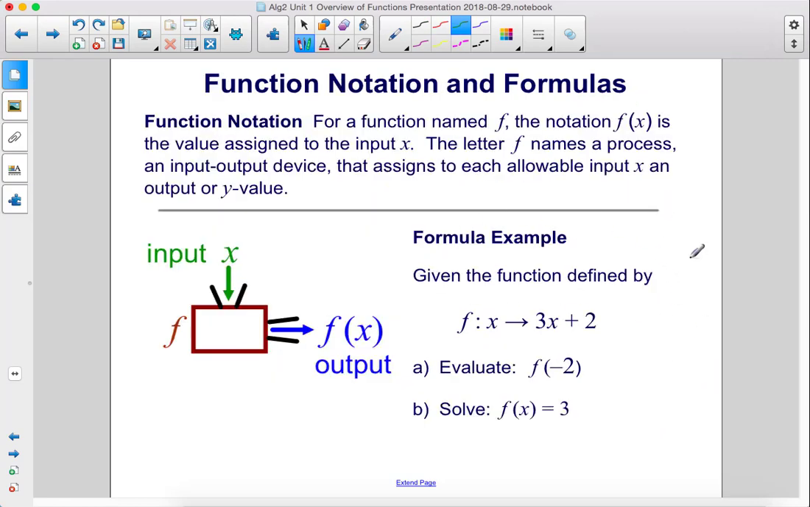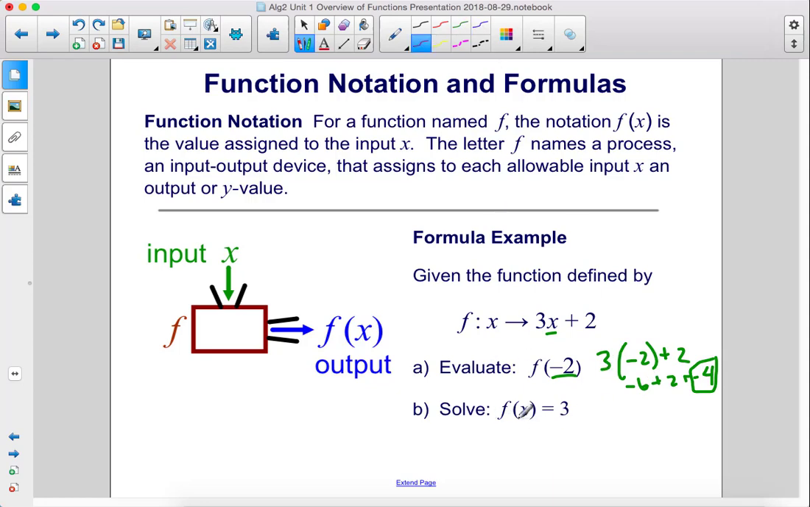Here's a formula example. Given the function that maps an input x onto the output 3x plus 2, evaluate f(-2). All right, so all we have to do is plug -2 into the function. 3 times -2 plus 2. So wherever you see an x here, you replace that with -2. So 3 times -2 plus 2, that's -6 plus 2, which is -4. That's our answer to A.